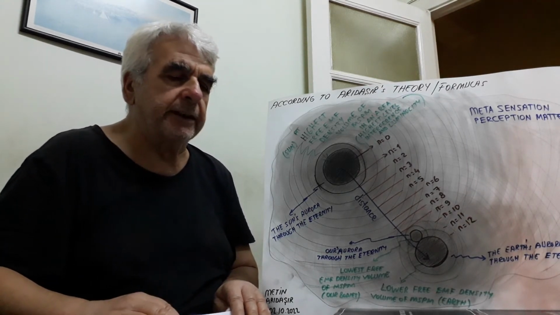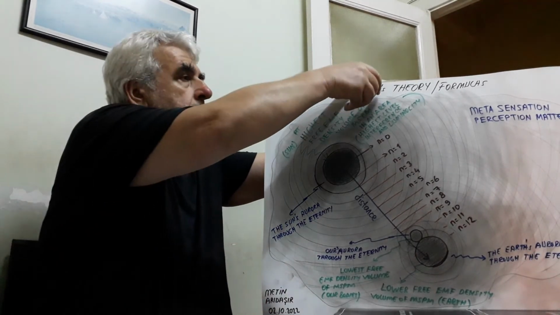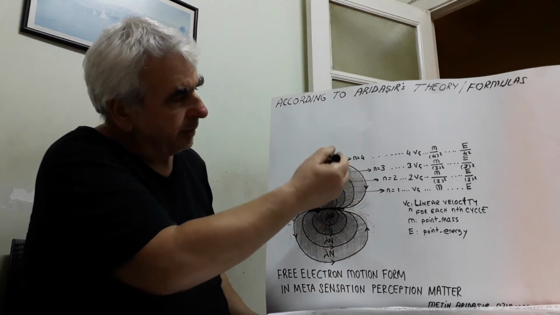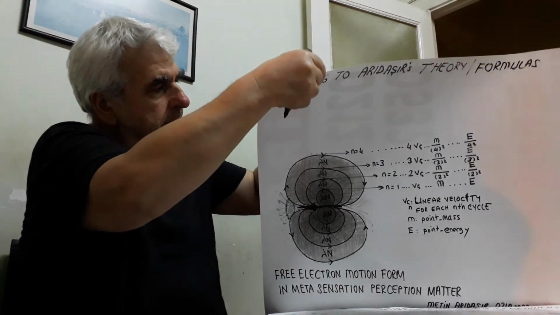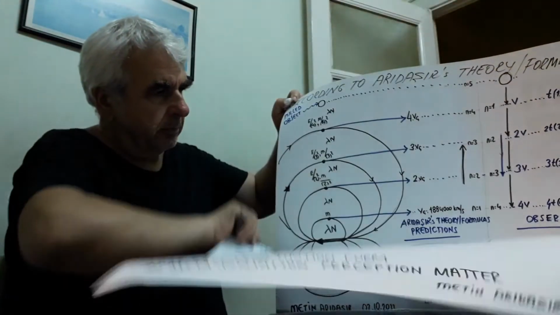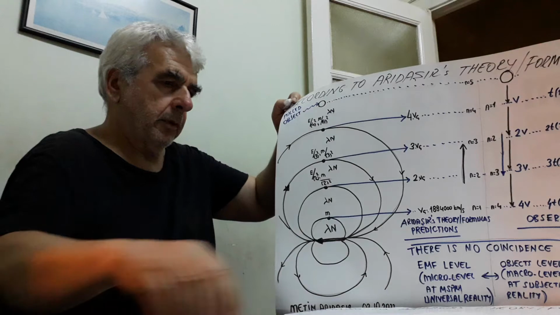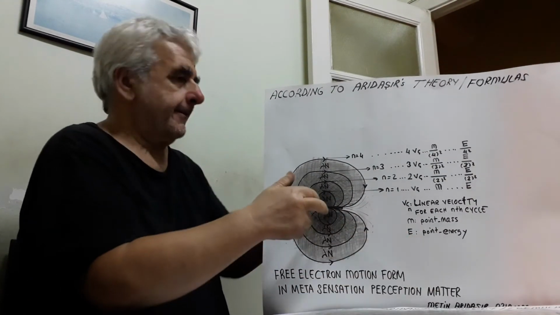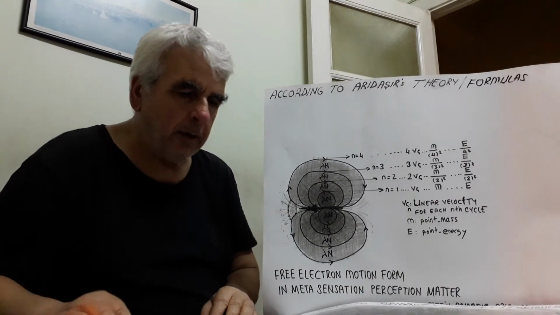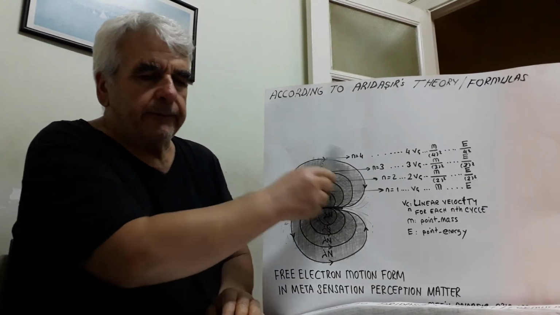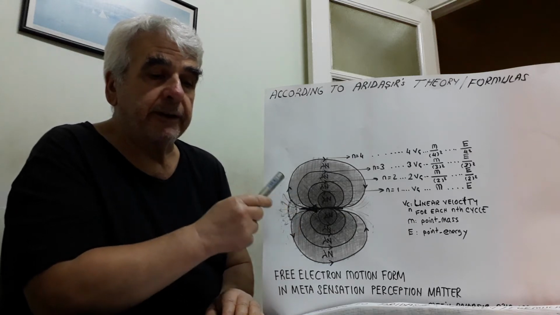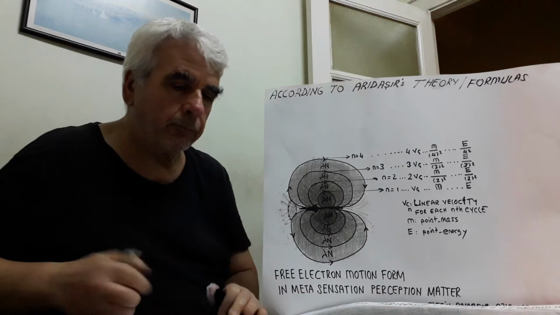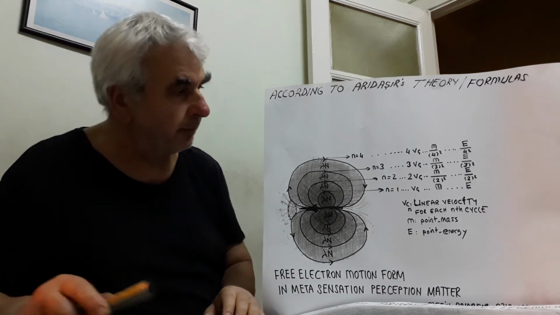8. Each point of spherical surface of electron motion forms is the photon. Each point of spherical surface of electron motion form is the photon. This point, this point, this point. Each point of electron motion form surface has the point mass.